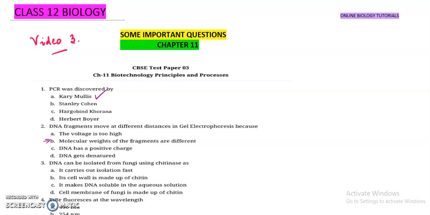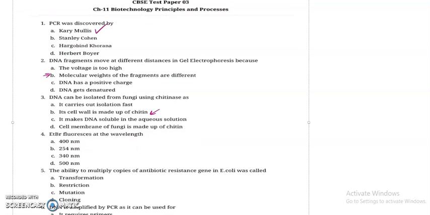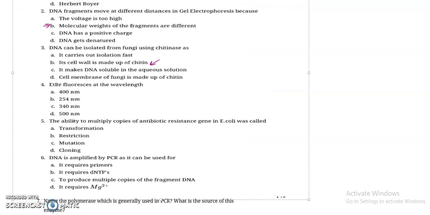DNA can be isolated from fungi using chitinase because the chitinase enzyme breaks the chitin, and chitin is a component of its cell wall. Ethidium bromide, which was used in the process of gel electrophoresis, the next question is based upon that.